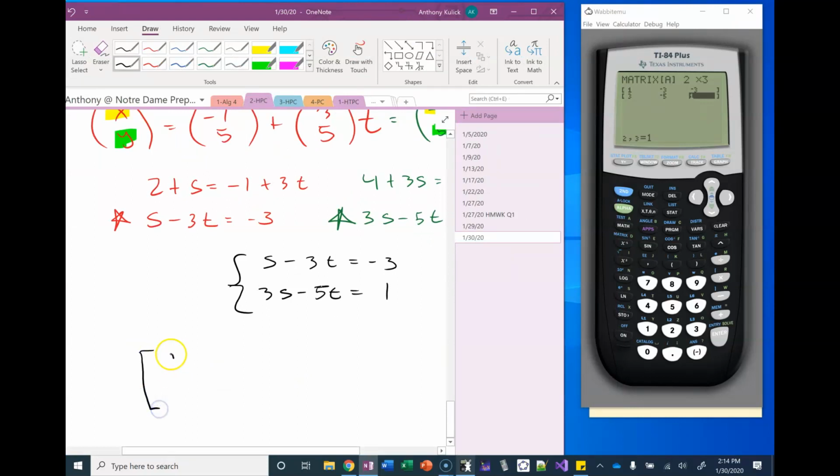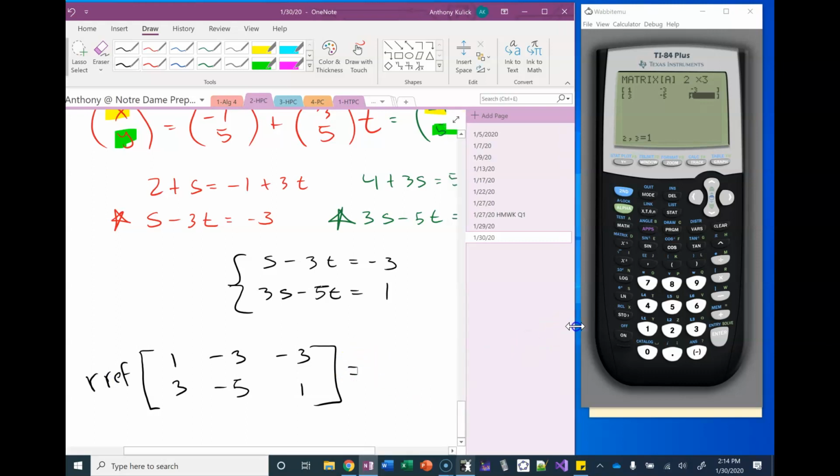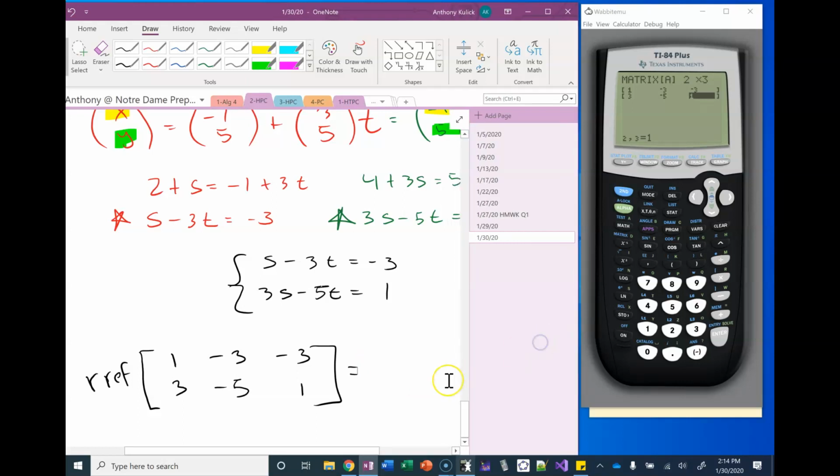So what I did is I turned this system into this matrix here, and I'm going to perform the operation RREF onto this matrix. RREF stands for row reduced echelon form. Not important that you know what any of those things mean.